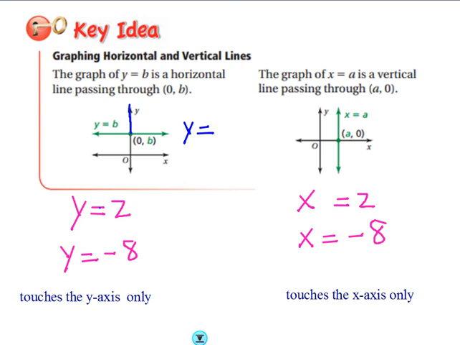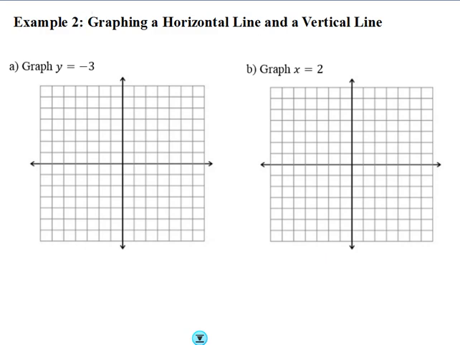So let's check a couple of examples where we graph these. Example number 2, graphing a horizontal line and a vertical line. So problem A says graph y equals -3. Of course, again, you want to label the axes. You want to have the xy grid. So the horizontal line is the x-axis, the vertical line is the y-axis. And before we graph the line, I'm going to make up some points where y equals -3.